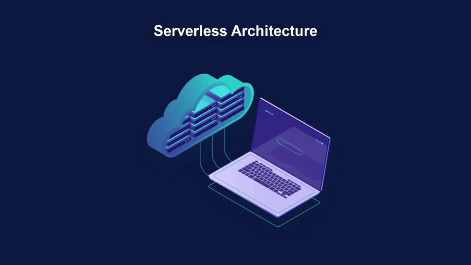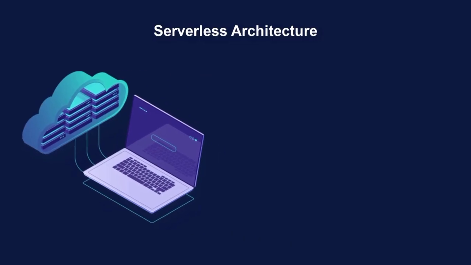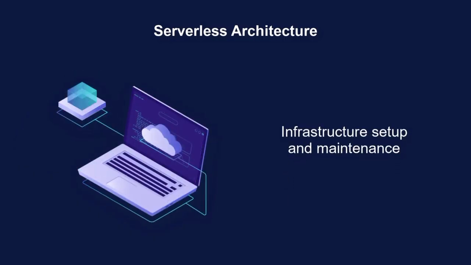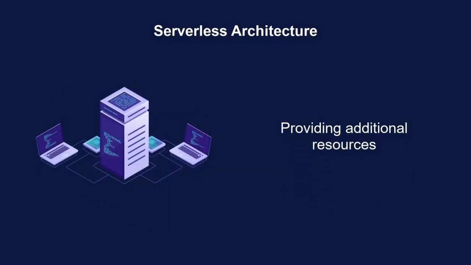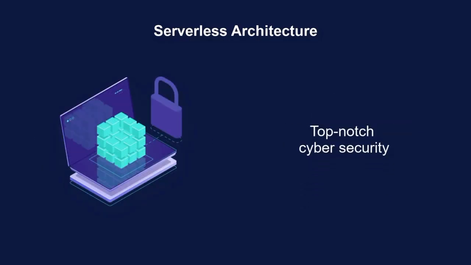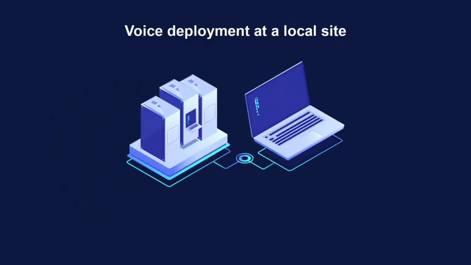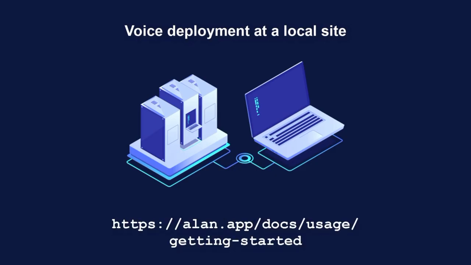Alan's architecture is serverless, and as part of the Alan service, we also provide you with the upkeep services, including infrastructure setup and maintenance for your voice projects. Alan allocates separate virtual machines to run voice scripts, so your data is always isolated. It provides additional resources and redistributes workloads if your number of users grows. Alan can scale automatically, being able to support deployments with millions of users. And it also has top-notch cybersecurity, since Alan encrypts all data, both in transit and at rest. At any point, you have an option to move your voice deployment to your local site. Feel free to explore Alan's documentation on our website at alan.app.